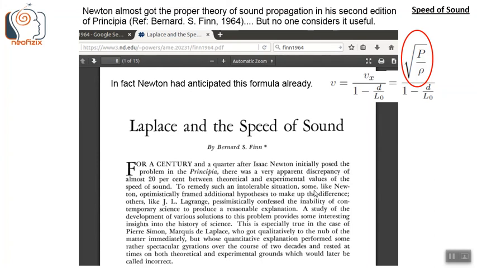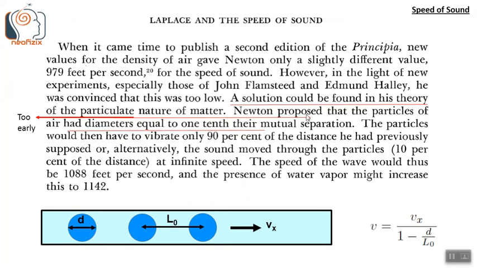To remedy such an intolerable situation, some like Newton optimistically framed additional hypotheses to make up for the difference. Others like Lagrange pessimistically confessed the inability of contemporary science to produce a reasonable explanation. Later, supposedly, Laplace explained it. And further, he says, the author, Finn, about Newton. So, Newton had realized that it's an underestimate, and he tried.